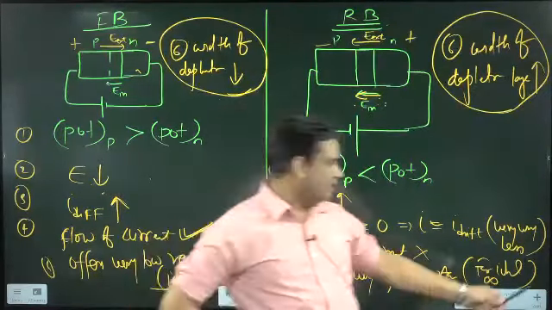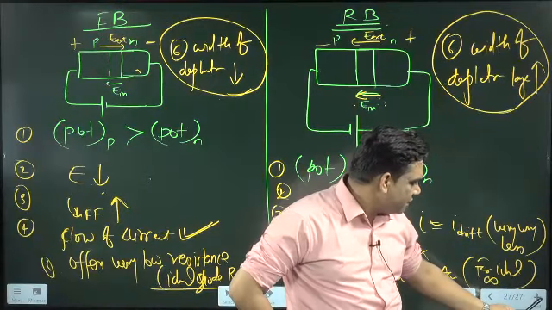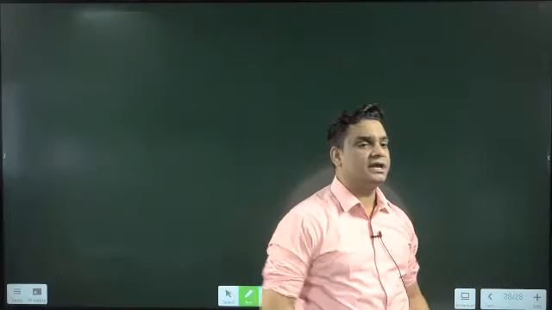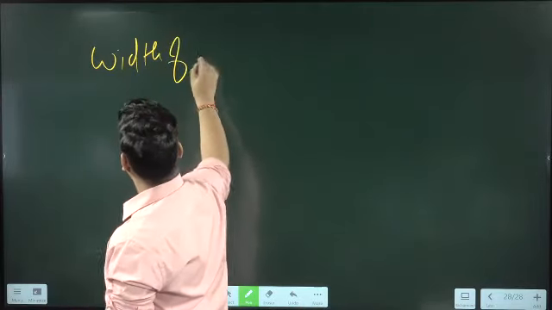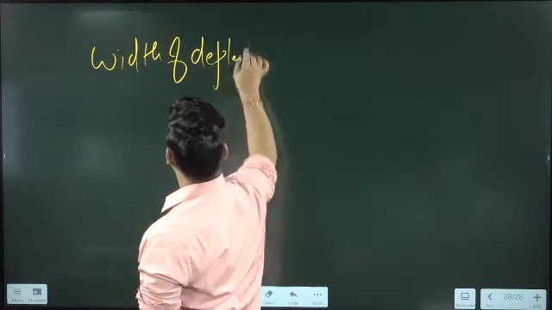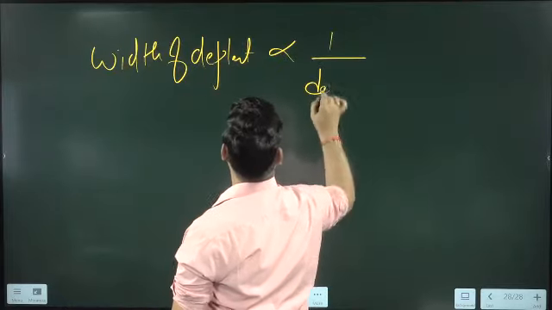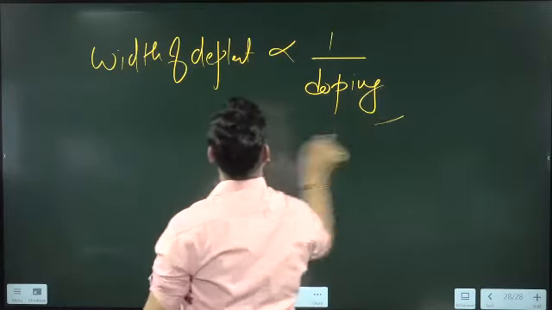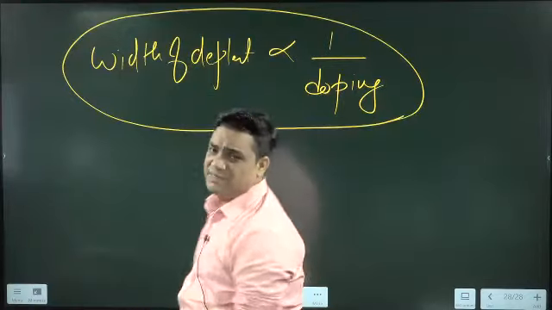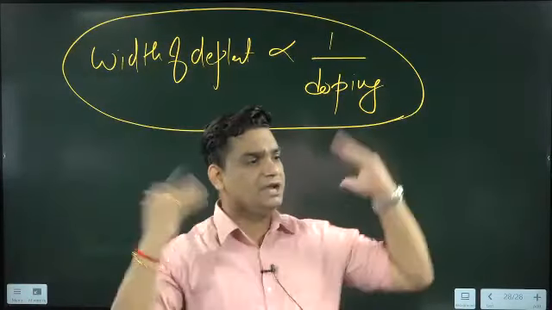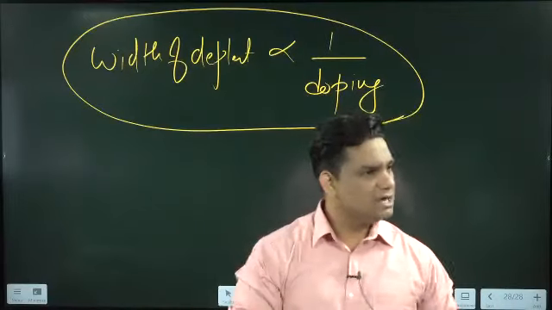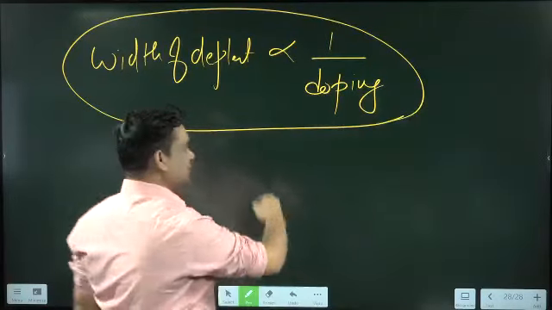Done. Now, next thing we can have here in this one, that width of depletion layer is proportional to 1 by doping also. Means they can ask, if you do more doping, then what will be the impact on the width? So we can say if high doping is there, then ultimately width will be less. Okay, you have to remember this thing.